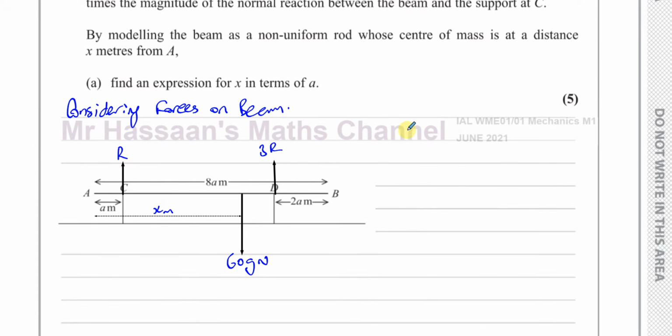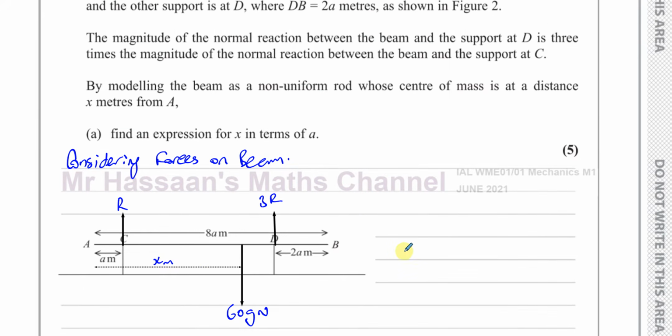If we were looking at the forces acting on the support, there would be a force acting downwards on the support from the beam. But we don't consider that here because we're looking at the forces on the beam, which are its weight and these two reaction forces from the supports that it is resting on. So we've got to find an expression for x in terms of a.